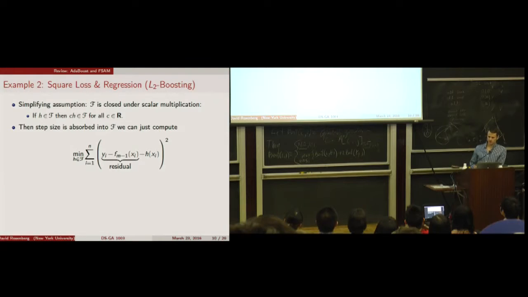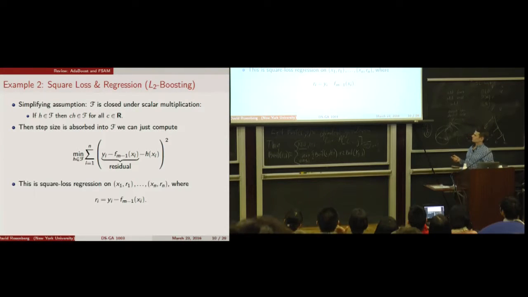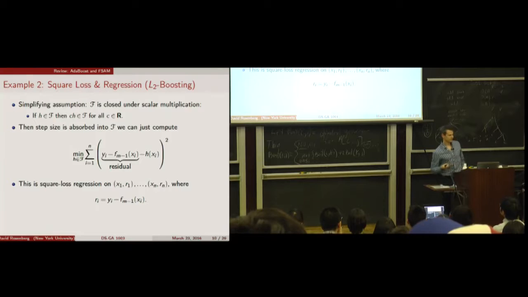How can we make this look like square loss regression? Yeah, predict the residual. So instead of trying to, usually this would be yi minus h of xi, right? Instead, what if we tried to predict the residuals, ri? All right, great. So let's make a new pseudo training set, x1, r1 through xn, rn, where ri is this residual. All right, well now that is square loss regression.